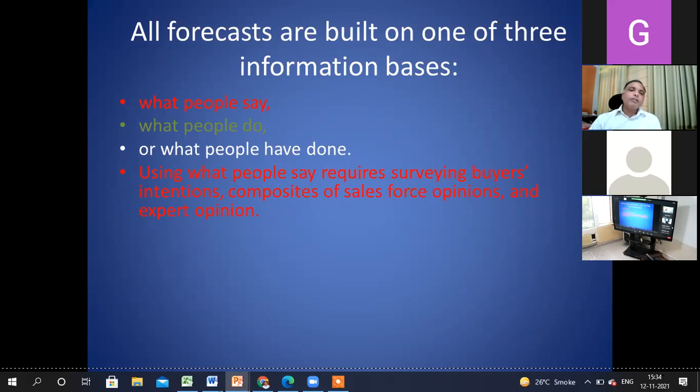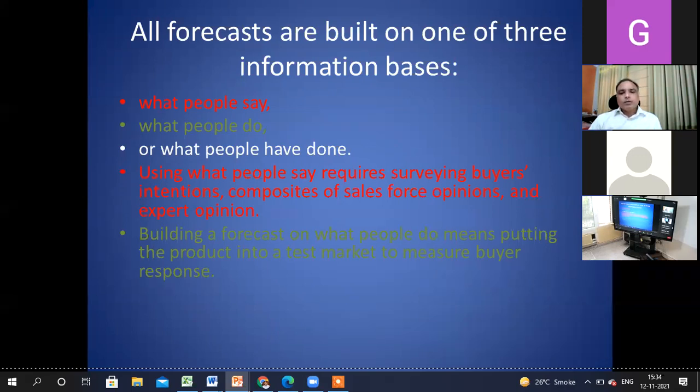So we take opinion from them, what they say, and on the basis of that, we forecast. So the opinion of consumers, buyers, sales force and experts plays a very, very important role over here. Now, what people do, let us see.